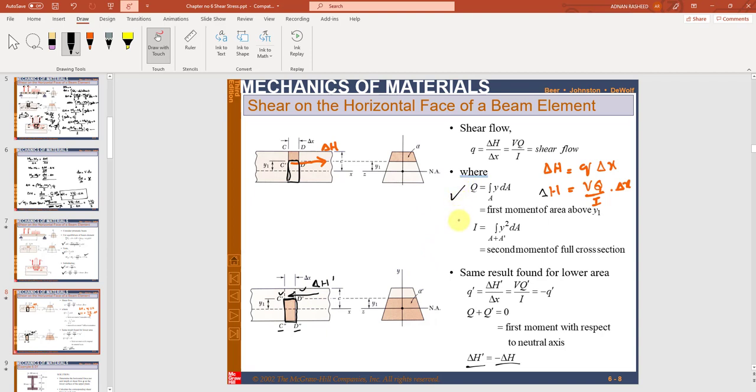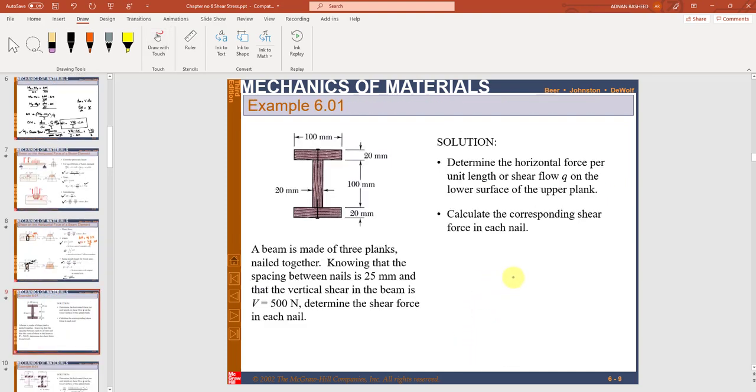Similarly, this Q is the first moment of area about y1, and I is the second moment of area, which is equal to the integral of y squared dA over A plus A dash. A is this area and A dash is this area. Clear? The same result is found for the lower area. The shear flow will also be minus q dash. We will solve a problem in which you will further learn how to find the shear force in a beam or in any portion of the beam.